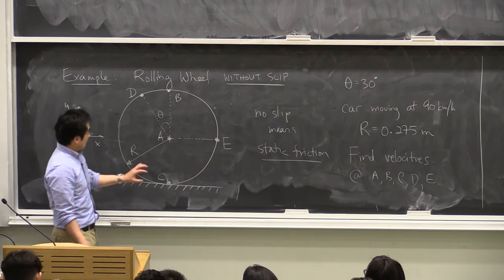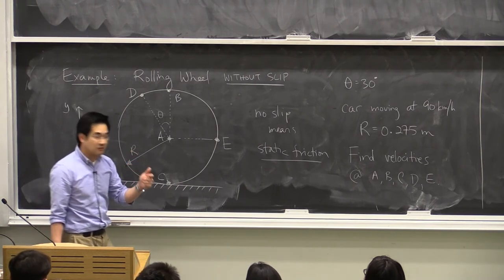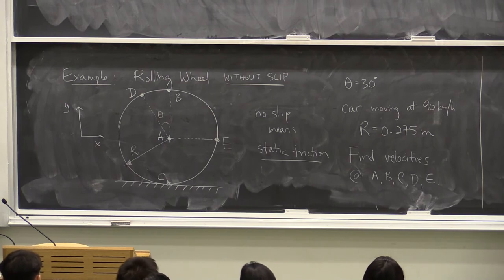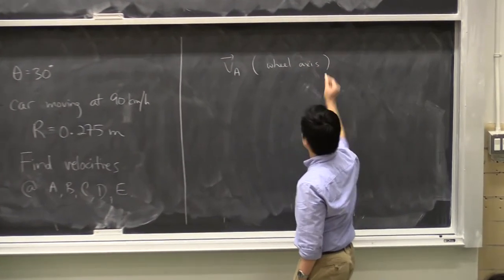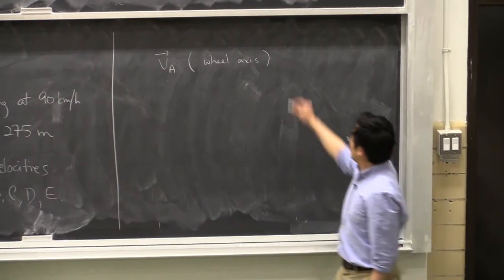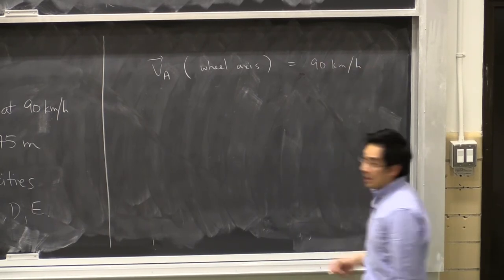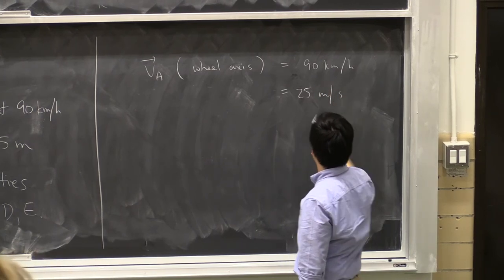Okay. So having said that, what we can do is we can start with the simplest points in terms of the analysis. So what do we know? First of all, we know that VA is the velocity that happens to be right at the wheel axis. Okay? So if the car is traveling with 90 kilometers an hour, we expect this to also be 90 kilometers per hour. Okay, and by the way, 90 kilometers per hour is 25 meters per second.